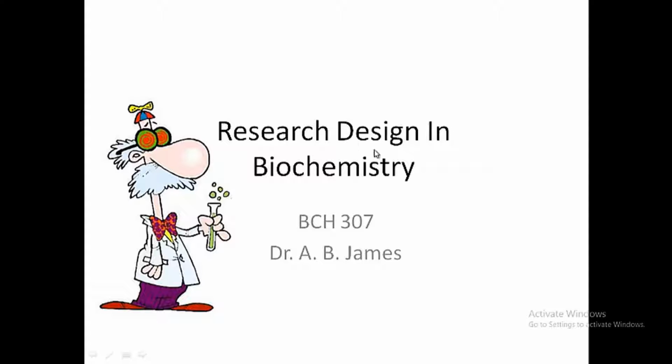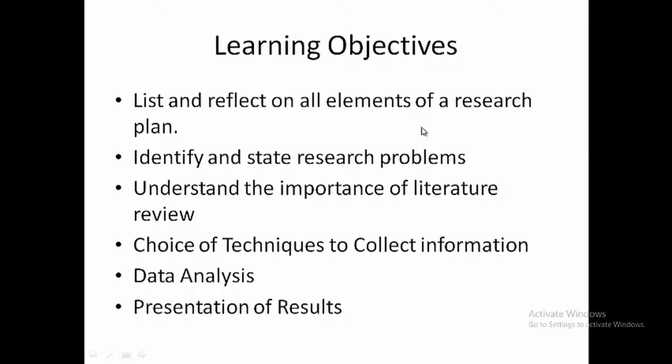I'd like to remind us of the grouping and the mini class project that we plan to do on research design in biochemistry. For the purpose of this course, I would appreciate if you can understand all of these learning objectives. Number one, you have to be able to list and reflect on all elements of a research plan, identify and state research problems, understand the importance of literature review, and the choice of techniques, which we'll be discussing in the biochemical techniques. You can give ideas.